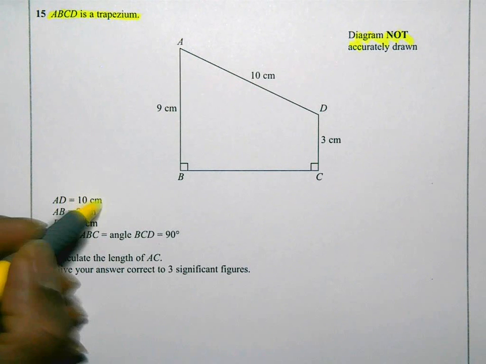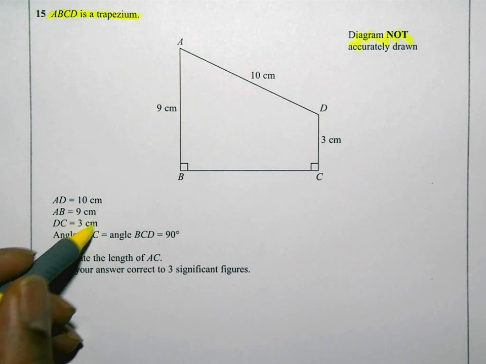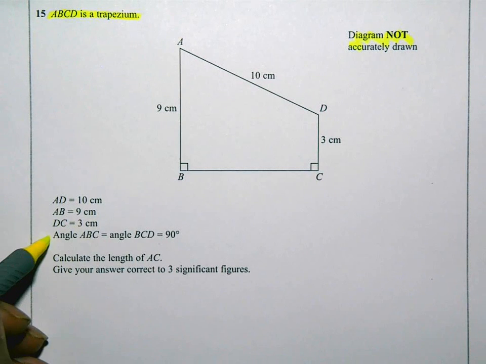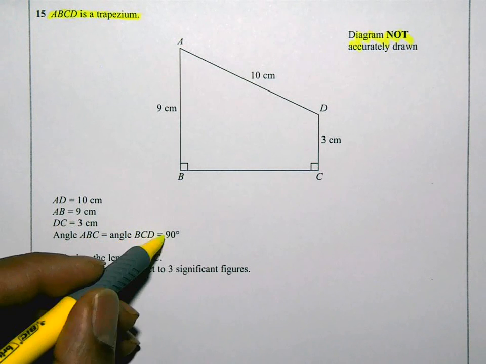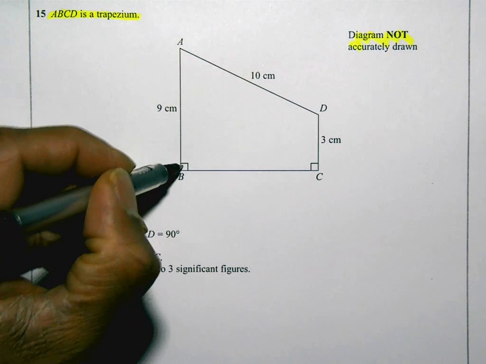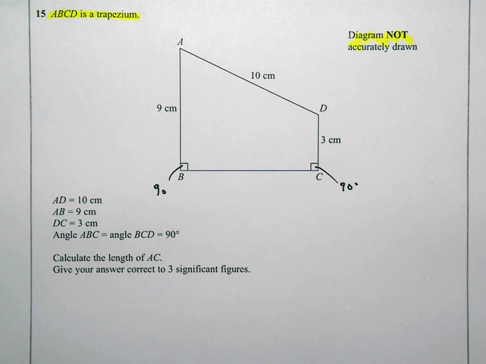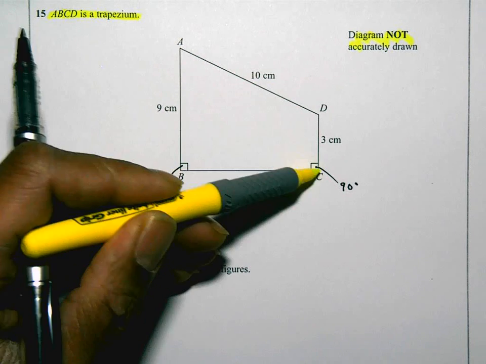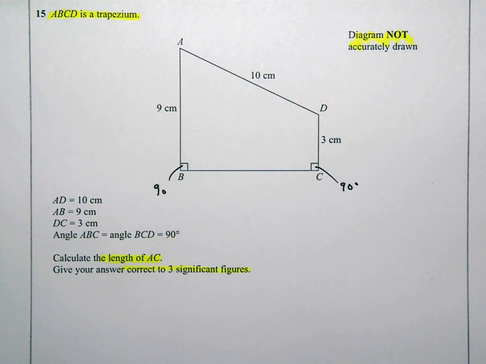AD is 10 centimeters, AB is 9 centimeters, DC is 3 centimeters, and angle ABC is equal to angle BCD is equal to 90 degrees. So these two angles down here are 90 degrees. Okay, calculate the length of AC. AC is from there to there. I'm going to draw that in a second and give your answer correct to 3 significant figures.